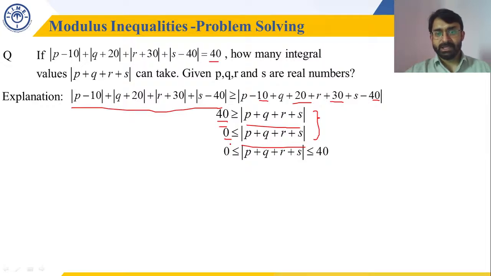Am I right? So from 0 to 40, how many integers are there? 41. So mod of P plus Q plus R plus S can take 41 values, starting from 0 to 40. Is that okay? Thank you so much.